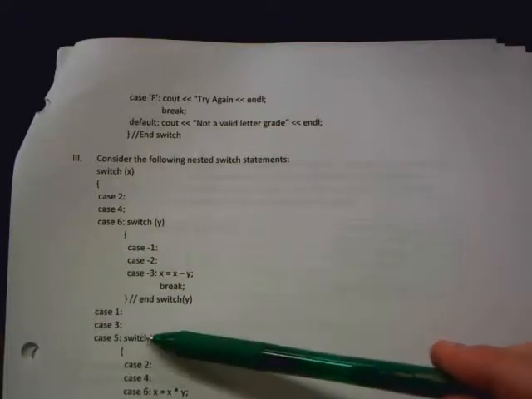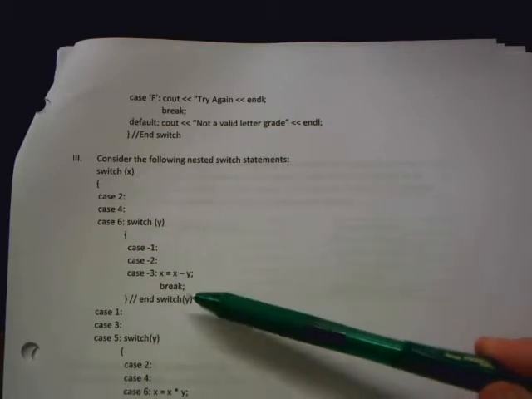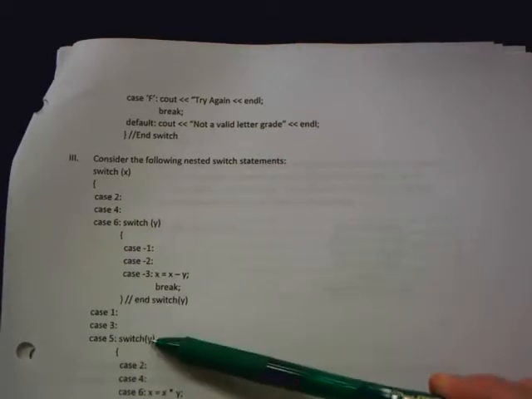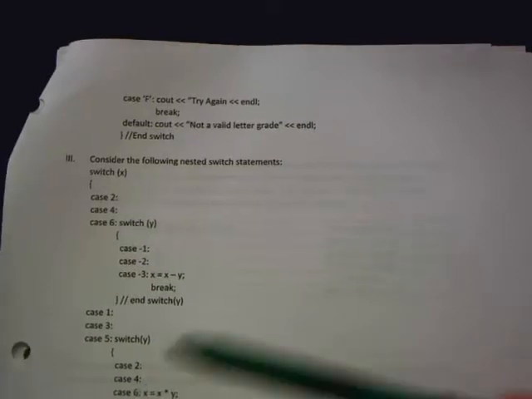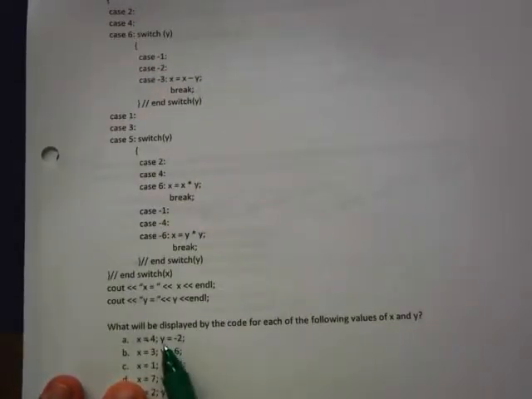All right, and then we have a, where did we end here? So then we have a 1, 3, a 5, a different switch Y, a case 2, 4, 6, a case -1, -4, -6. All right, so the question is, if X is the number 4, way down here, and Y is the number -2, what is this going to do?